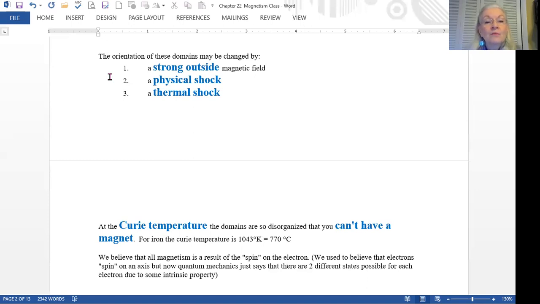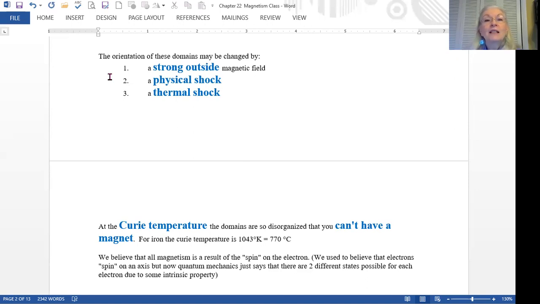You can also do this with a physical shock. So you don't want to drop a bar magnet repeatedly. Repeatedly dropping a bar magnet jars the atoms and gives them enough kinetic energy that sometimes they reorient. And you can do it with thermal shock.